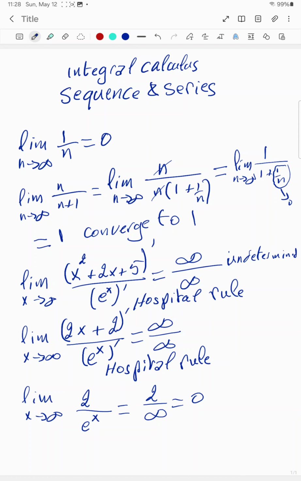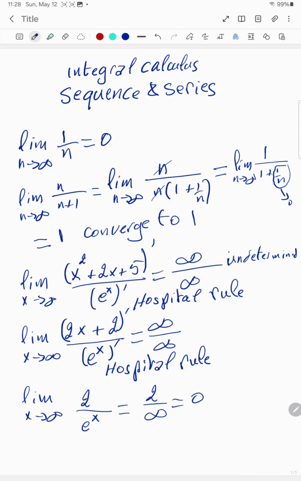So we say a series is convergent when it converges toward a constant number, and it is divergent when the limit when x goes to infinity is equal to infinity. We say that it is divergent. But if I have a constant number, 0, 1, 2, 3, 4, 5, I say it converges toward that number.